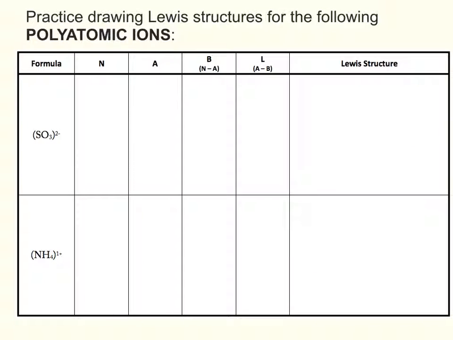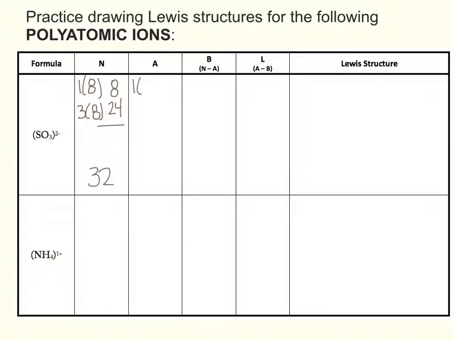Now we're going to practice drawing Lewis structures for polyatomic ions. We treat these a little bit differently than the ones we've done previously. When calculating N, we see that there is 1 sulfur atom present. It needs 8. There are 3 oxygens, each needing 8, which gives us 24. We add that together for a total of 32.